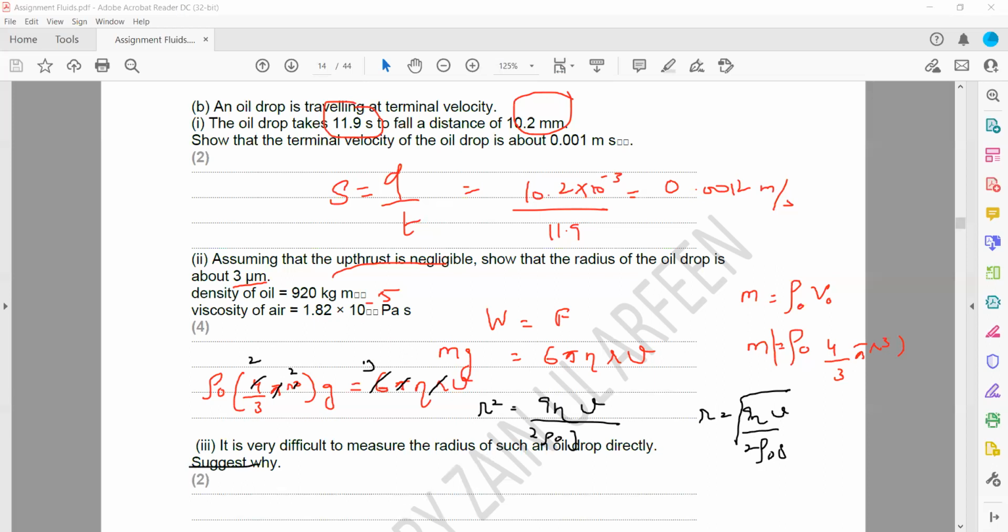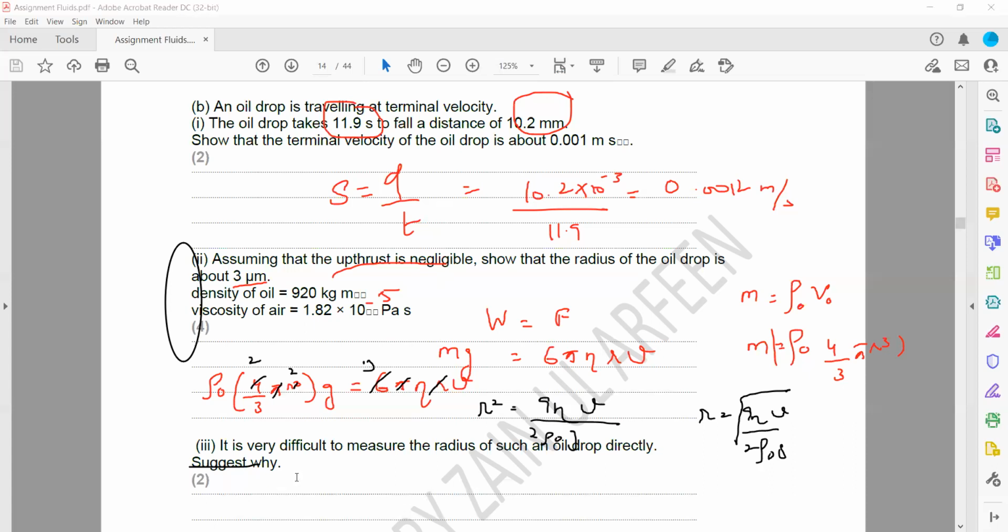Suggest why. So what could be a reason why we are not able to? Because oil drops, number one, are not perfect spheres. They can deform as they get charged, so they do not remain perfect spheres. Their shape changes. They are very small, so we don't have an accurate instrument to measure this very small value, and they might change shape as they're falling. So these are the two reasons which make it difficult to measure the radius as accurately as possible.